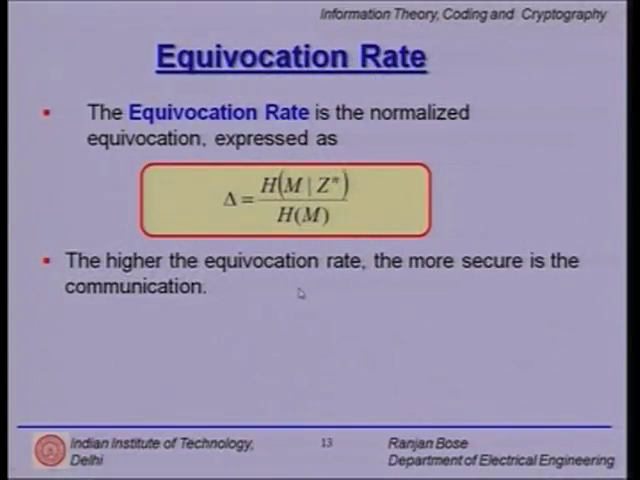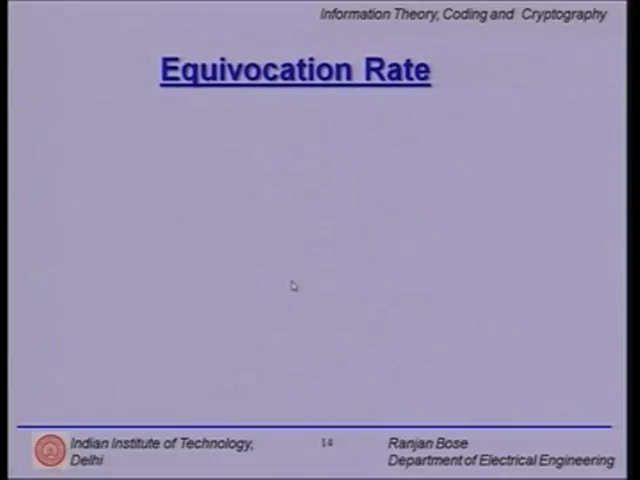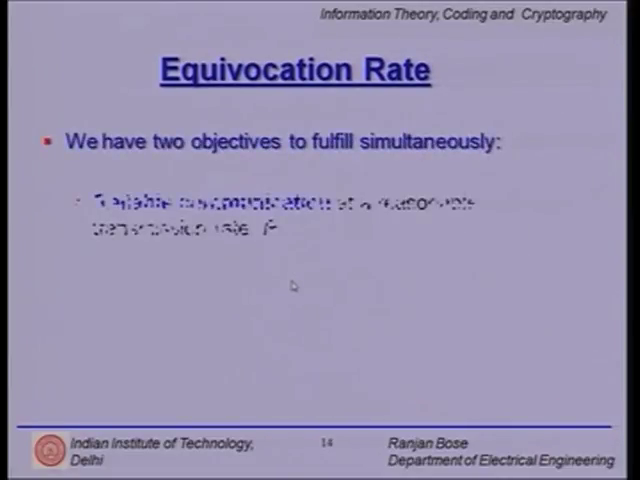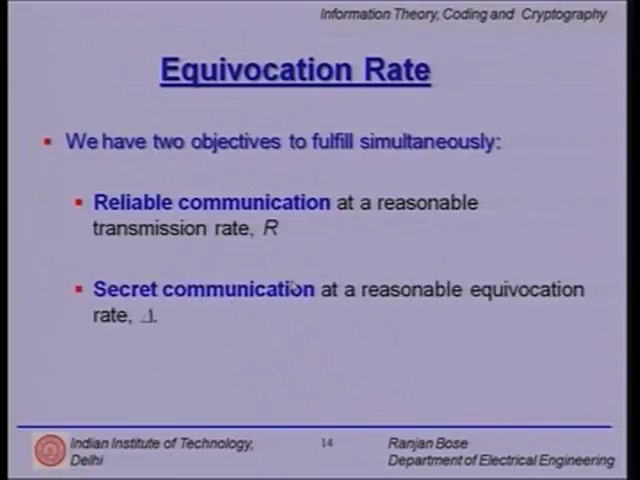We had also defined equivocation rate as normalized H(M | Z^n), normalized by the factor H(M), the entropy of the message. We also have to look at the two objectives to be satisfied. One is that of reliable communication. So, at a reasonable transmission rate, we should have probability of error tending to 0, and then we have the requirement for secret communication at a reasonable equivocation rate delta.